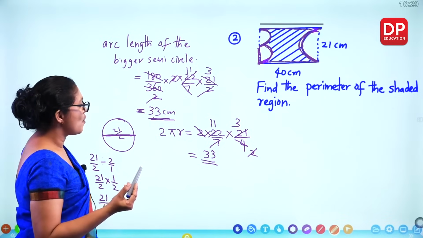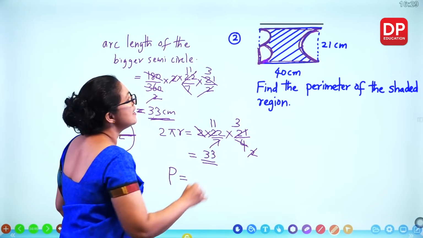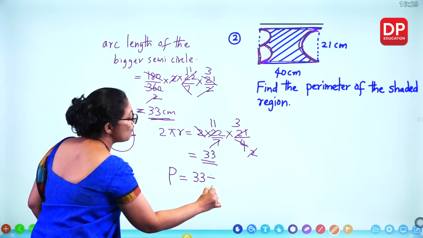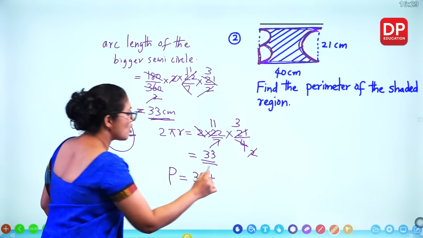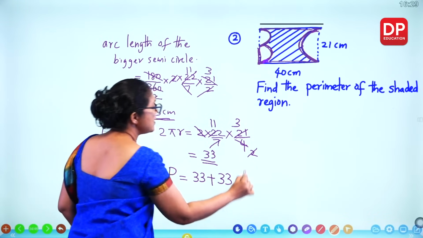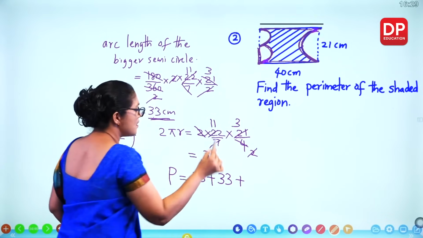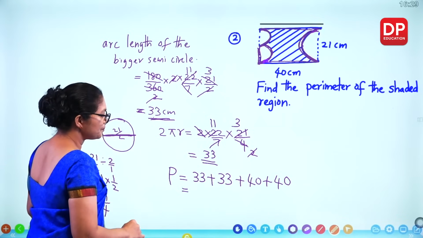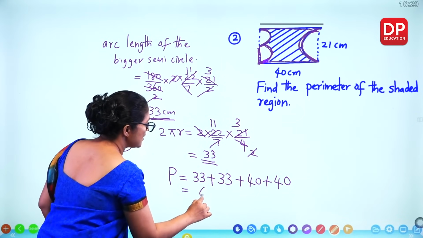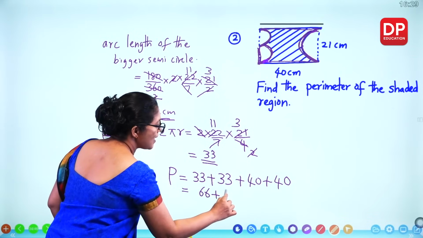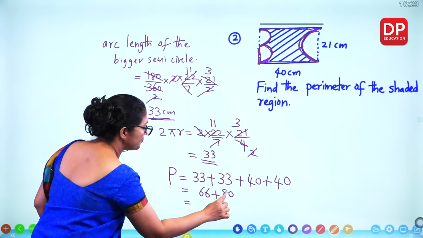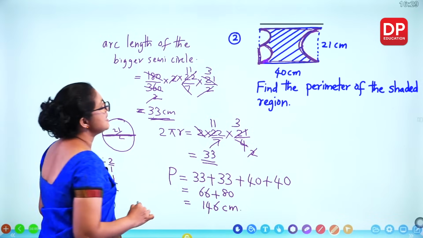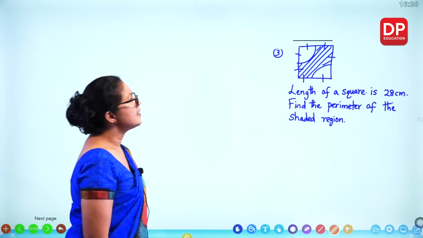Now what's the perimeter now? Perimeter of the total figure is 21. For the big semicircle we found 33. For the small 2 semicircles also 33. So this side 40 and another 40. So 40 plus 40. So what's the final answer? You get 33 plus 33, becomes 66, plus 80. You get 146 centimeters.